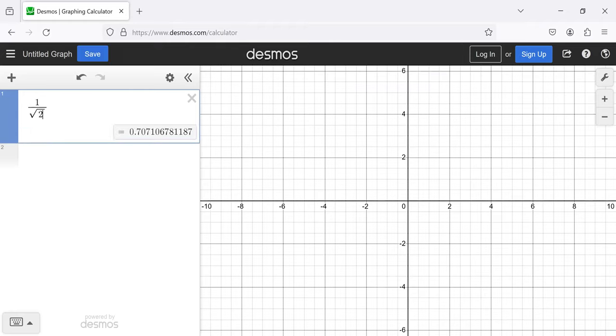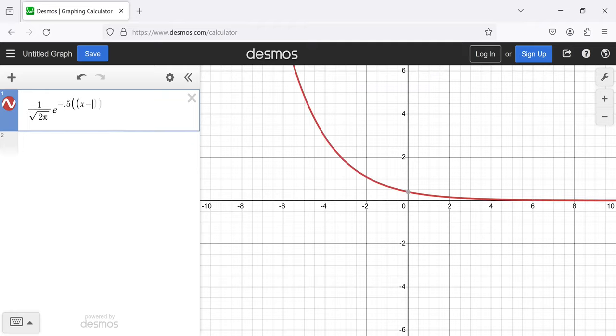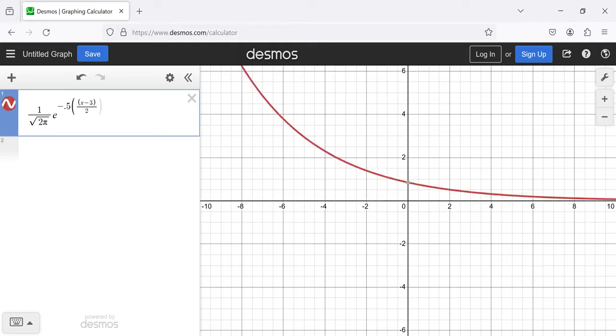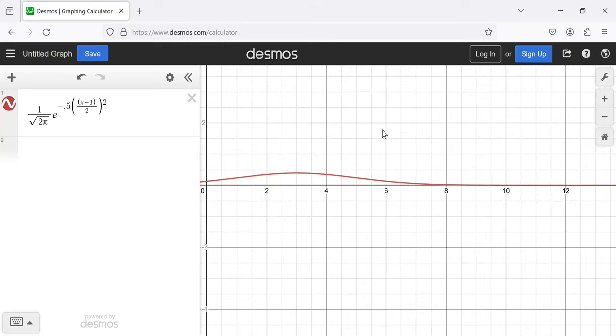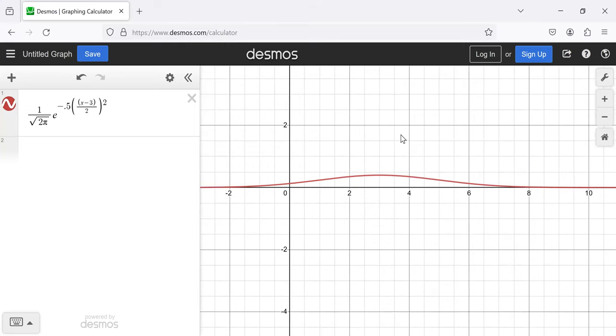1 over the square root of 2 pi times e to the negative 0.5 times (x minus 3) divided by 2, squared. Let's try that again. So we get a probability distribution that looks like this.